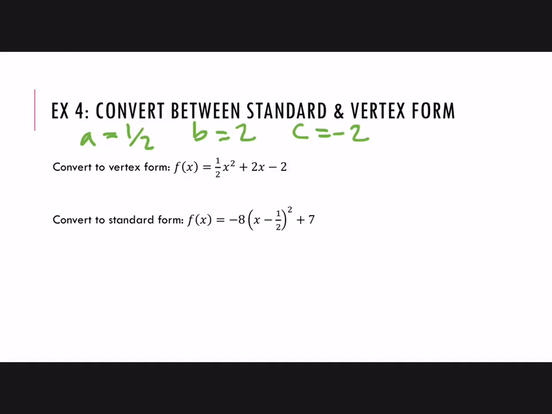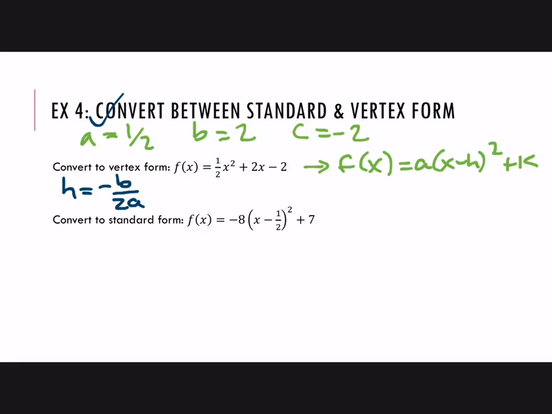Alright, so to convert to vertex form, I want this to look like a times x minus h squared plus k. So I already have a, that's done. I need to find h and k next. So I'm going to use the two formulas. h equals negative b over 2a. And then I'm going to use k equals c minus a h squared.